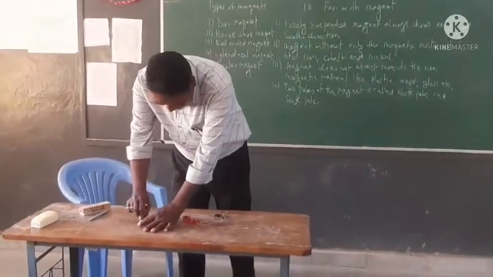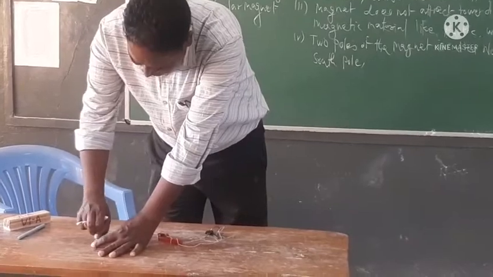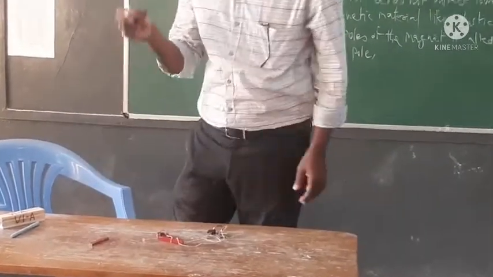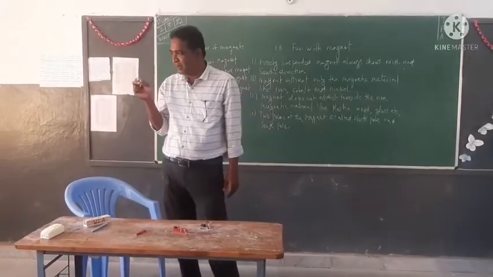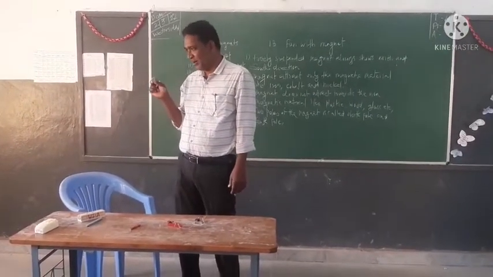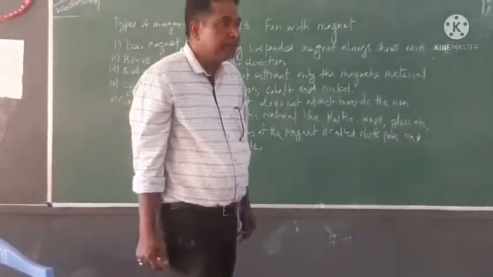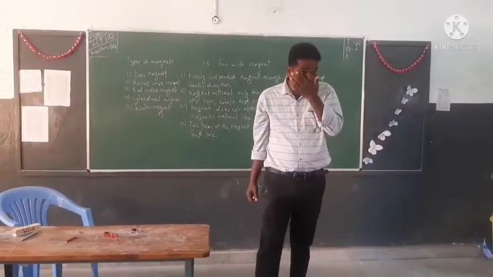Make this activity 14 to 15 times. After that you will find that this non-magnetic material or iron strip gets temporarily magnetized. Understood? Yes, sir. So you have learned here that magnets have two poles.